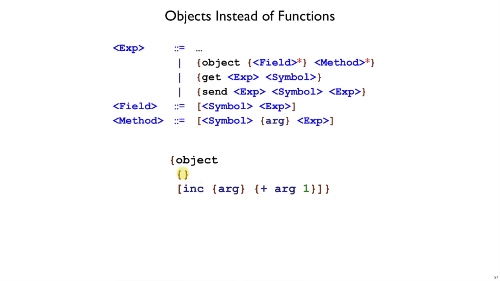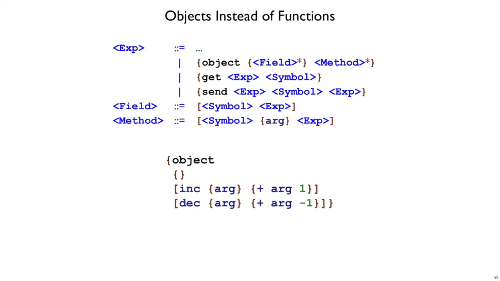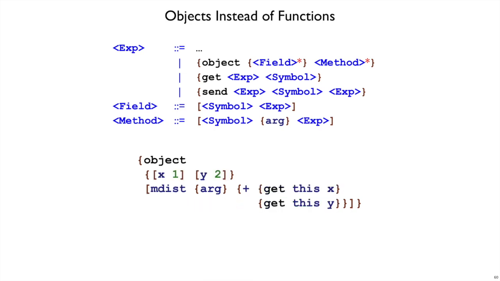Here's an object that has no fields but has one method called increment, and it takes its argument and adds 1 to the argument. So if we have that object, we can call the increment method using send. And the syntax is send, the expression for the object, the name of the method, and then the argument that we pass in. So 2 is going in as the argument to this method, and that's how we get 3 out.